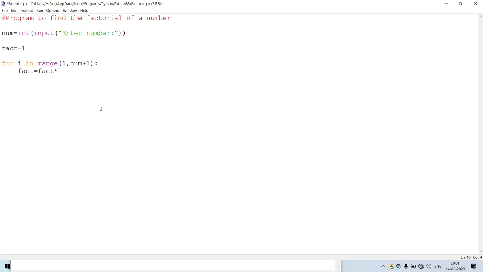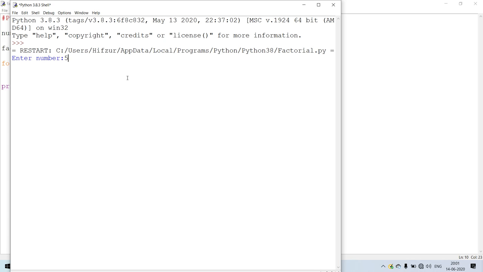After calculating, you can print the factorial as here. So, saving the program, checking for 5. So 5 into 4 is 20, 20 into 3 is 60, 60 into 2 is 120, and multiplied by 1 doesn't make any difference.